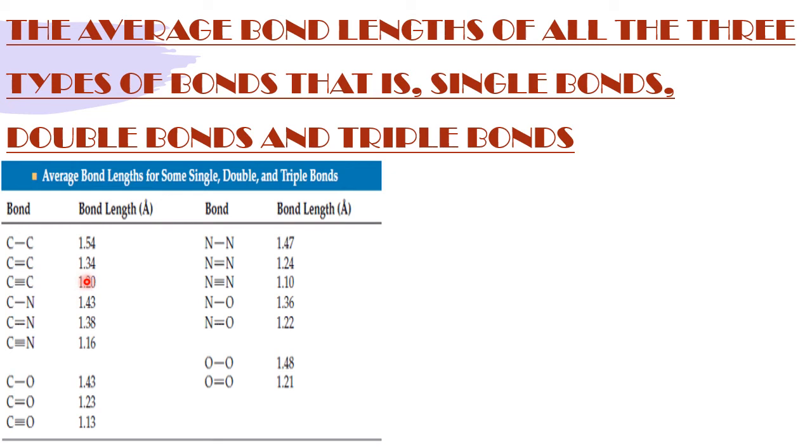Okay, here also you can compare. N single bond 1.47 angstrom units. N double bond 1.24. N triple bond 1.10 in angstrom units. So when they are close, the bond length is small.